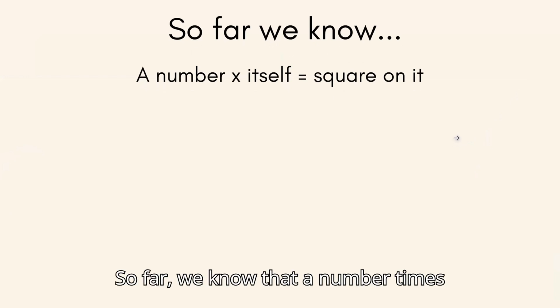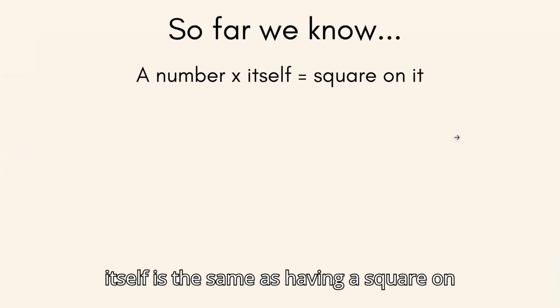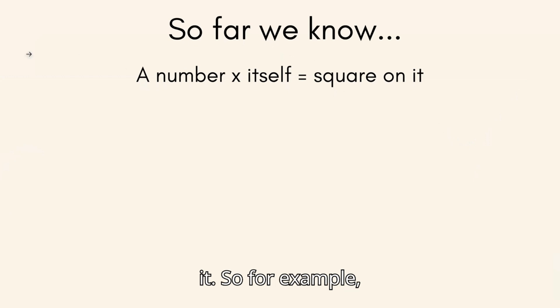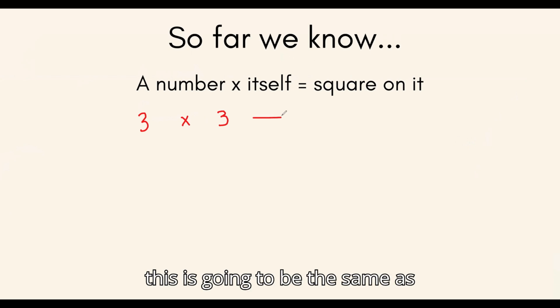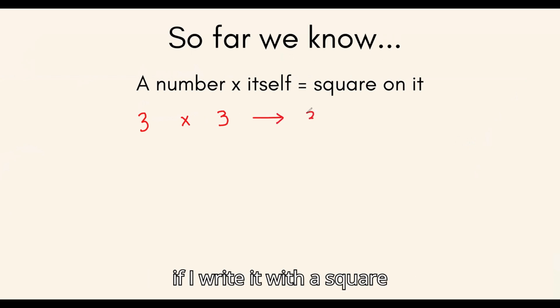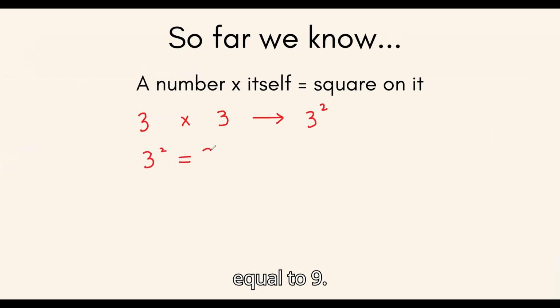So far, we know that a number times itself is the same as having a square on it. So, for example, if I have 3 times 3, this is going to be the same as if I write it with a square on top. And 3 squared is equal to 9.